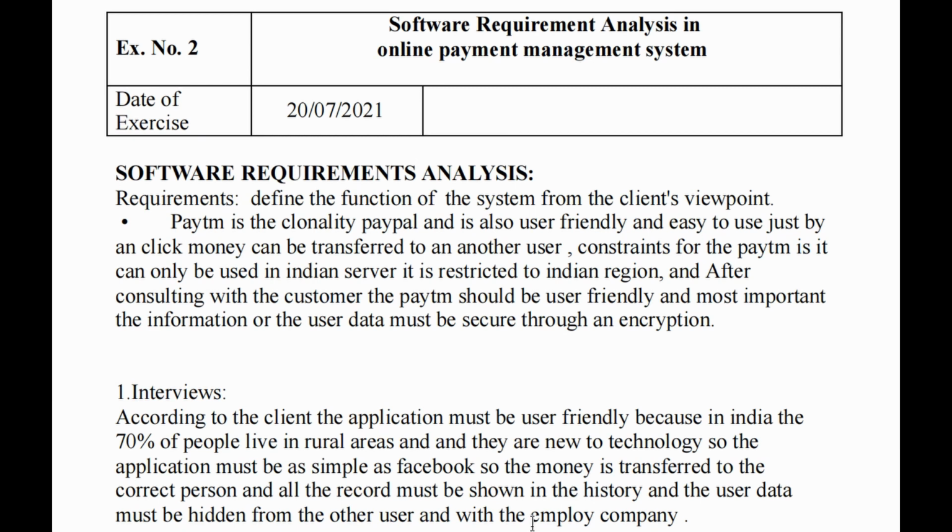Like Paytm, which is a colony of PayPal, is also user friendly and easy to use. Just buy and click, and money can be transferred to another user. A constraint of Paytm is that it can only be used on the Indian server. It is restricted to the Indian region. After consulting with the customer, Paytm should be user friendly and, most important, the user data must be secure through encryption.